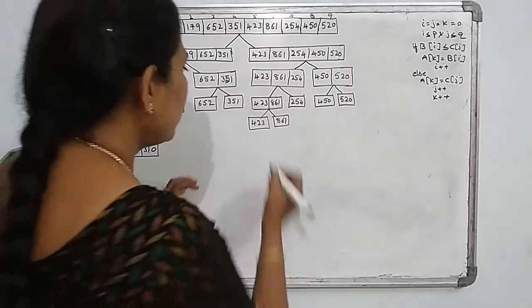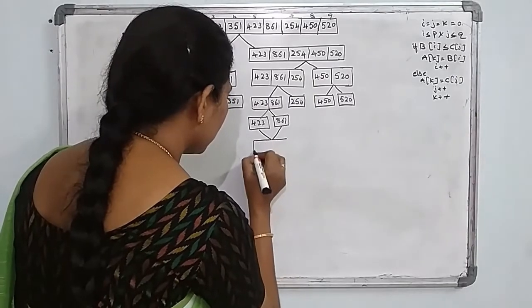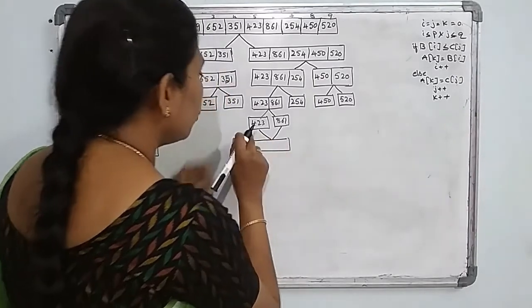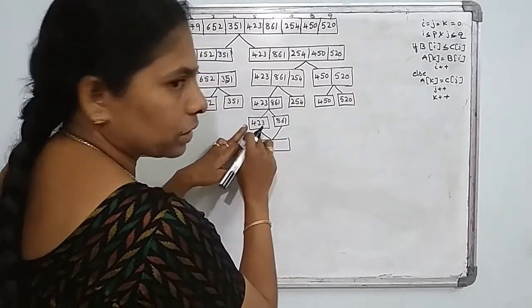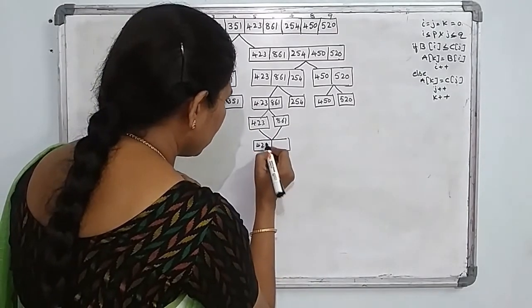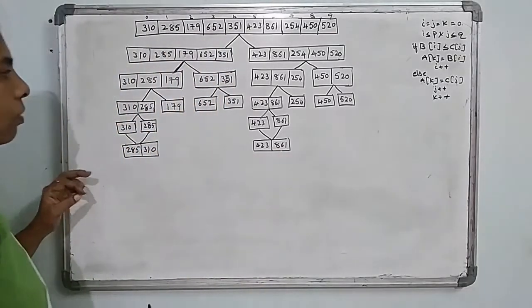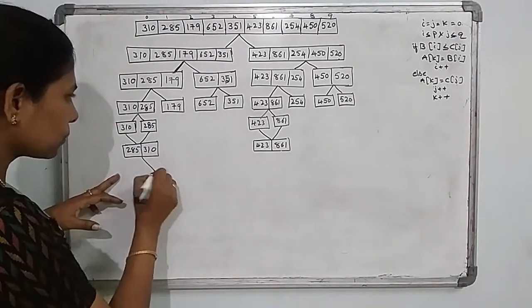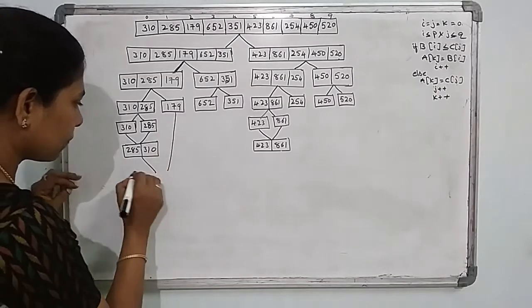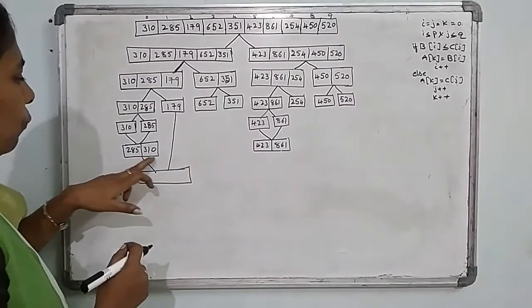And here are the single elements. Then you apply the same process to this one: 423 and 861. 423 is less than 861, so 423 comes first and then 861. Now you can combine these elements.